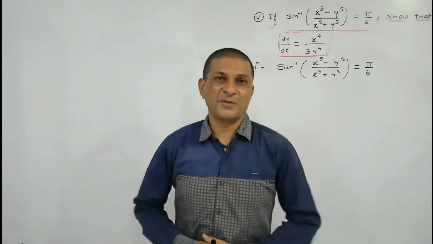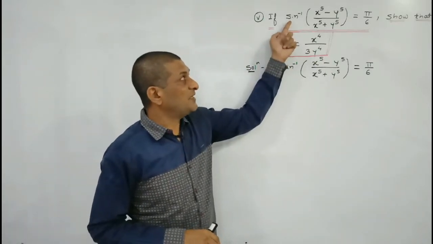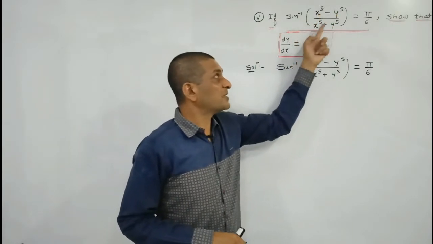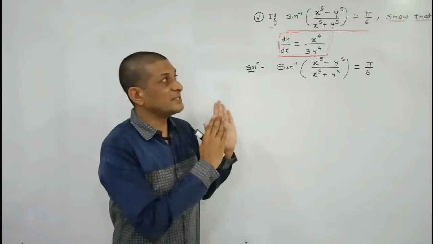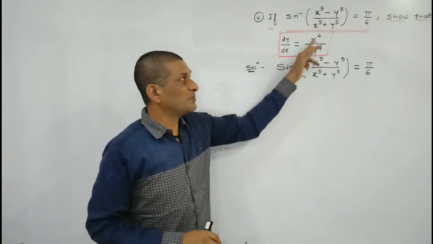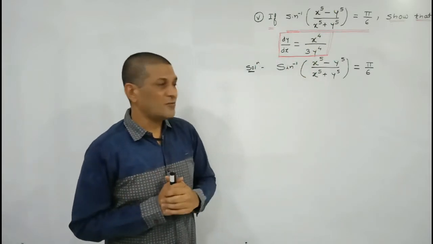Now see question number 5. In this question, one function is given to us: sine inverse of x raised to power 5 minus y raised to power 5 divided by x raised to power 5 plus y raised to power 5 is equal to pi by 6. Using this, we have to show that the differentiation will be equal to x raised to power 4 divided by 3y raised to power 4.